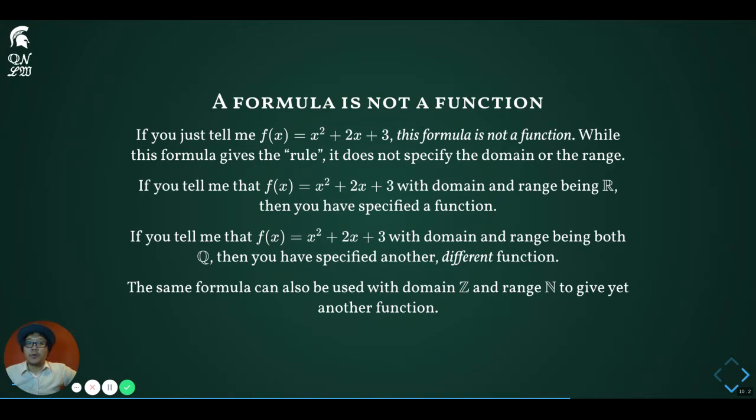Of course, the domain and range need not coincide. We can use the same formula with the domain Z and range N to give yet another different function. Notice that this function is well defined. For any integer x, x squared plus 2x plus 3 will be a positive integer that is at least 2, and hence a natural number.